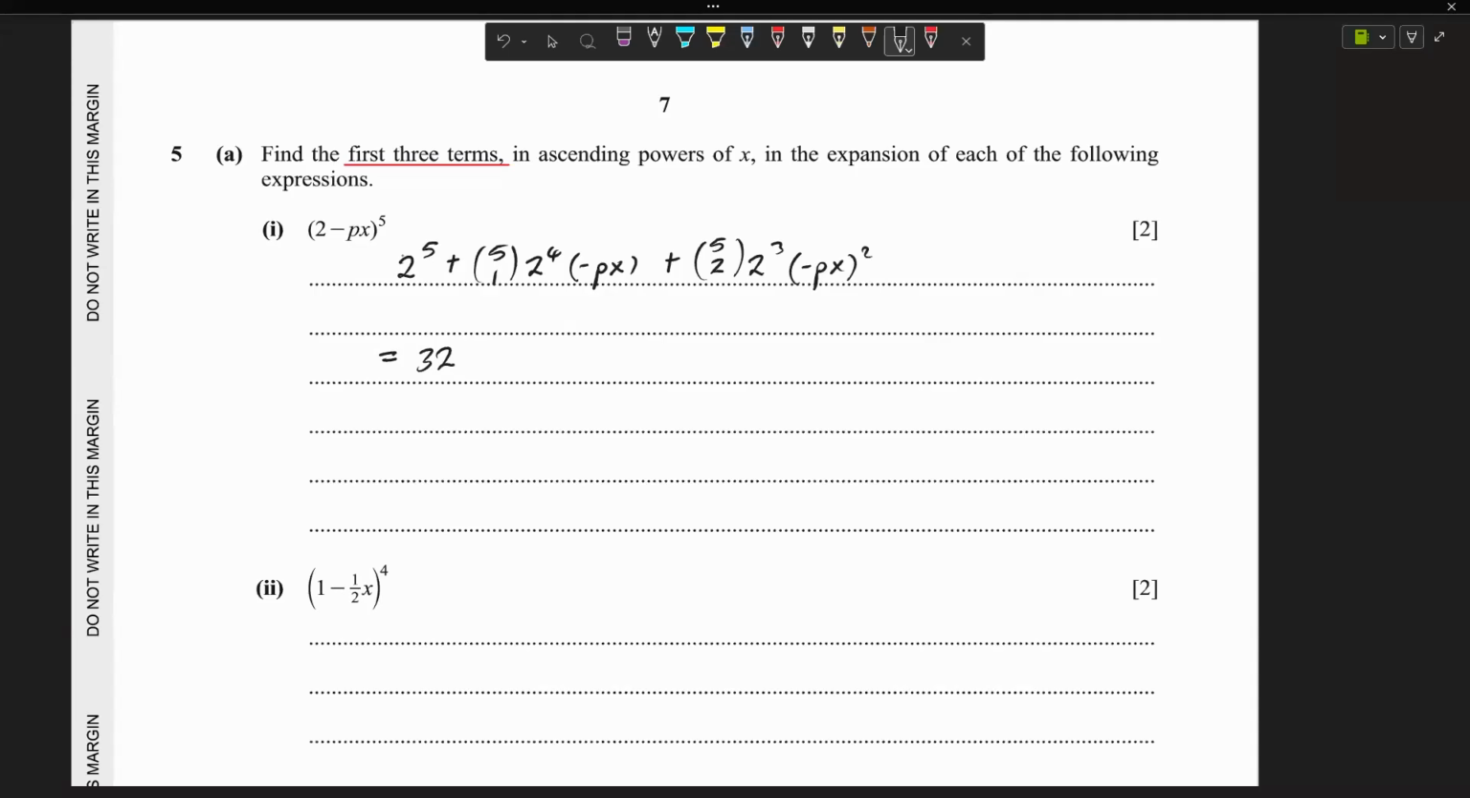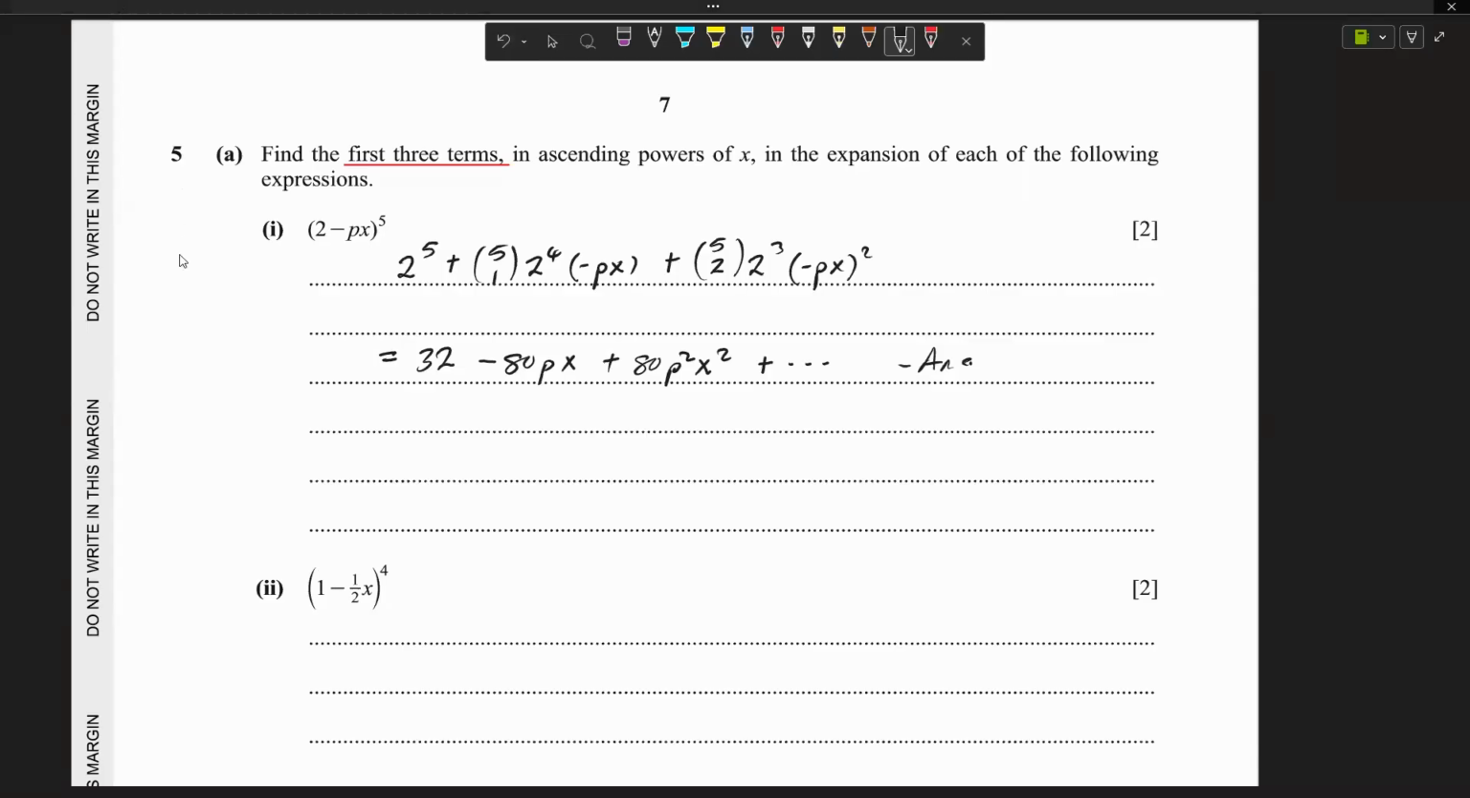16 times 5 is 80. So we get minus 80px for this one. All right. 5 choose 2 is 10. 10 times 2 cubed, that's like 10 times 8. We get 80 again. So this is going to be plus 80p squared x squared. All right. It goes on and on, but they want the first 3 terms. So this is the answer to part 1.